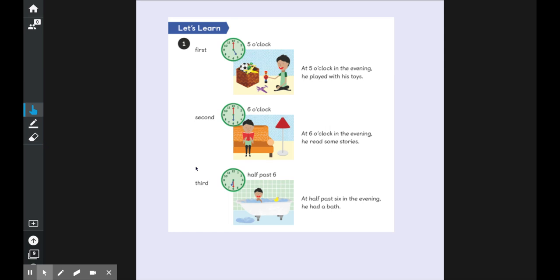What did Ravi do before he read some stories? So this is Ravi reading some stories in the middle. What did he do before that? So before that, earlier than that, he played with his toys. What did he do after reading some stories? So after reading stories, or next, he had a bath.